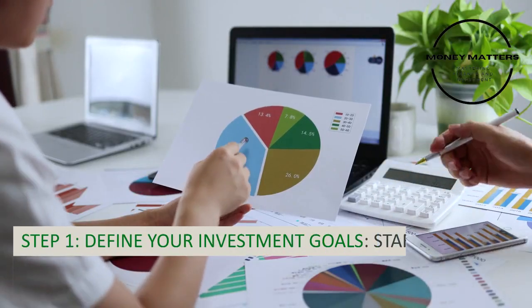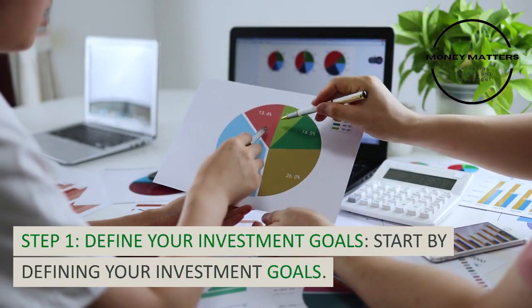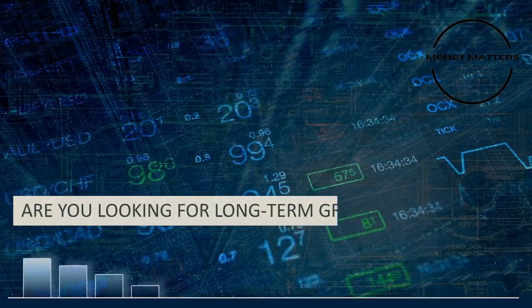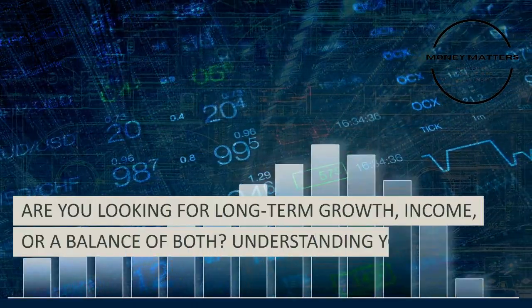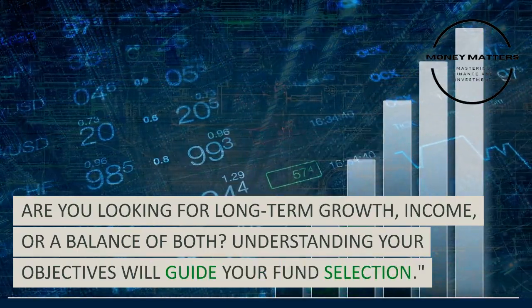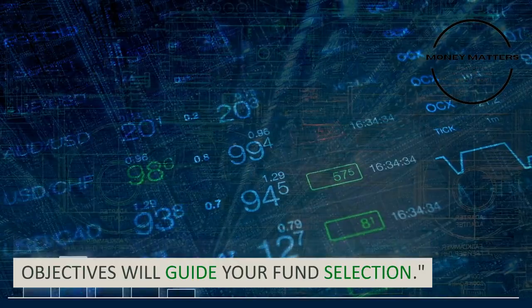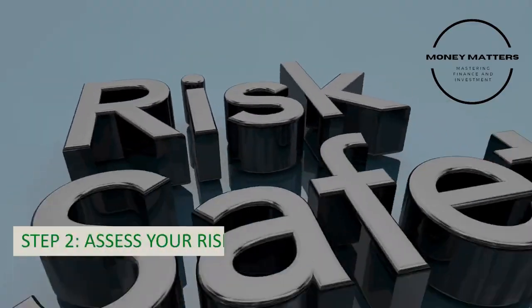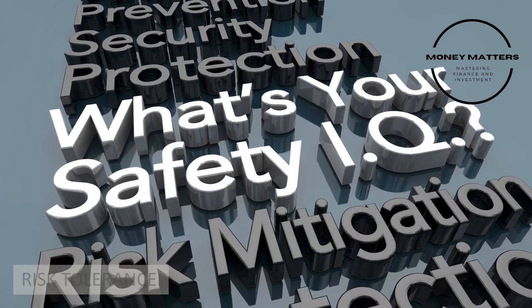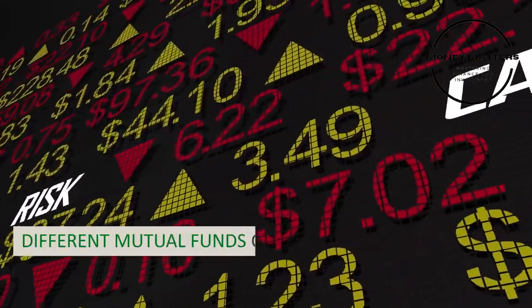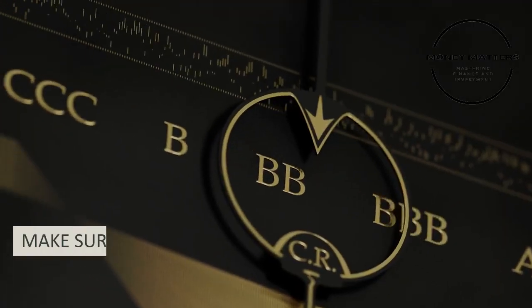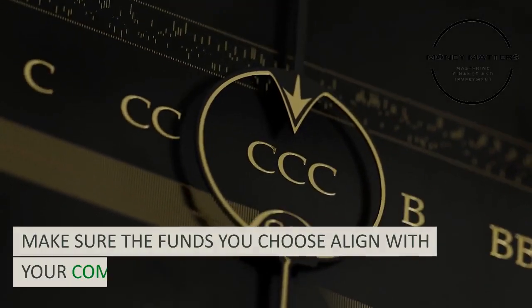Step 1. Define your investment goals. Start by defining your investment goals. Are you looking for long-term growth, income, or a balance of both? Understanding your objectives will guide your fund selection. Step 2. Assess your risk tolerance. Consider your risk tolerance. Different mutual funds come with varying levels of risk. Make sure the funds you choose align with your comfort level.